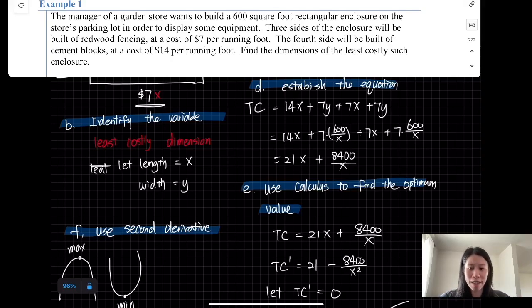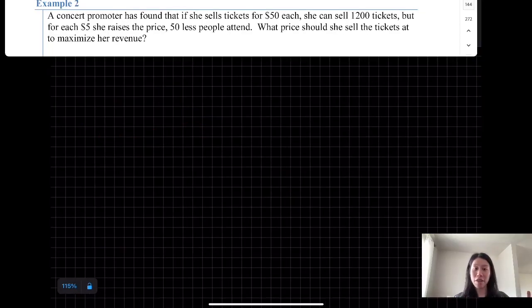So I'm going to show you another example. So here's another example to use the first derivative to find the optimization. A concert promoter has found that if she sells tickets for $50 each, she can sell 1,200 tickets. But for each $5 she raises the price, 50 fewer people attend. What price should she sell the ticket at to maximize her revenue?